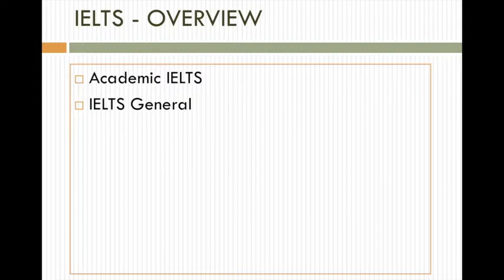So, the International English Language Testing System, or IELTS, generally has two components: the academic IELTS or the IELTS general. The academic IELTS is required if you want to get into any universities for graduate or undergraduate courses, while the general IELTS is required for immigration or employment training purposes.